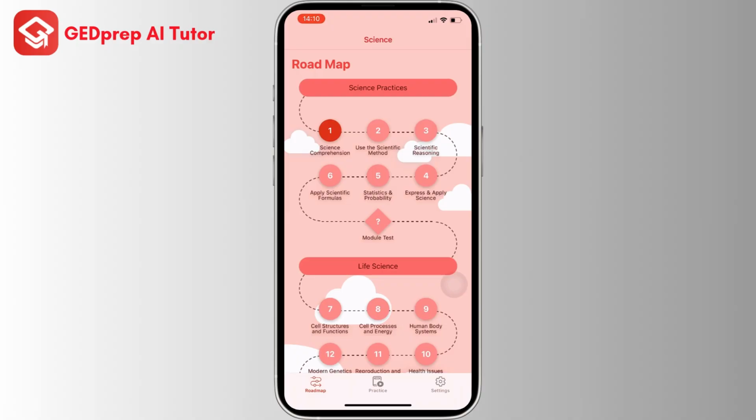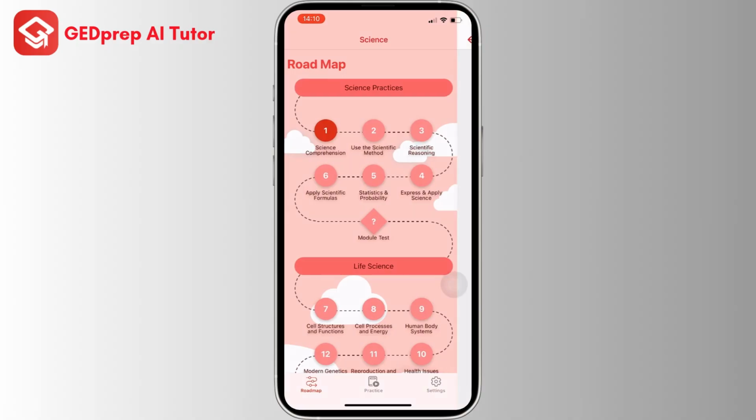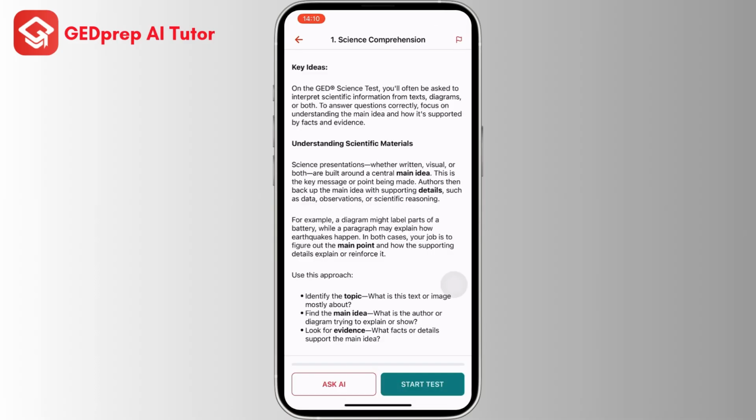In today's science lesson, we'll learn how to understand and interpret scientific materials, whether they're texts, diagrams, or both. These skills are key for doing well on the GED science test. Let's start with the basics.